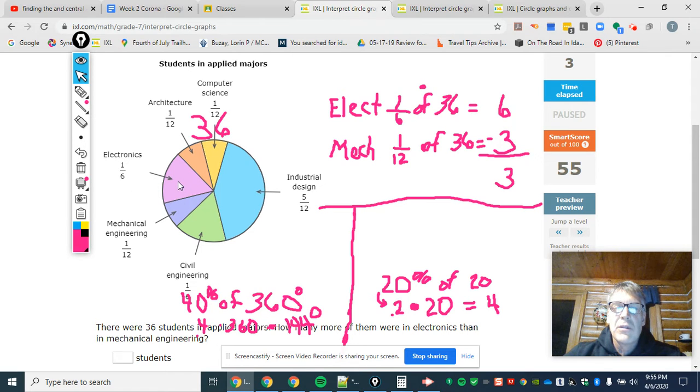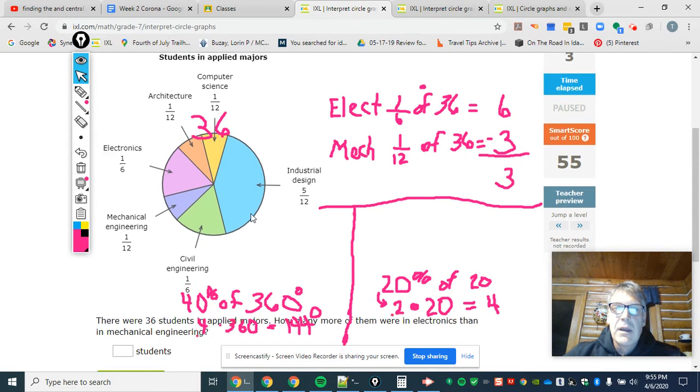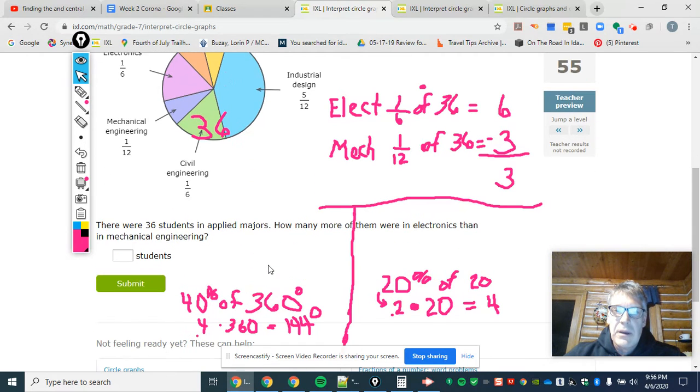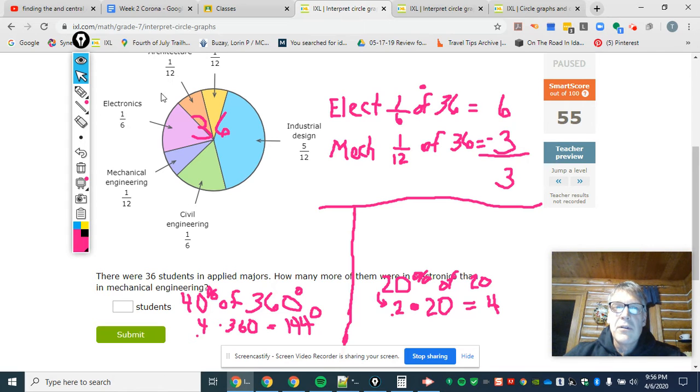The fraction shows you the part of, and they give you the total, 36. So this whole circle graph represents 36 people. Now I want to find how many more electronics than mechanical engineering. My handwriting's covering it up, but if there's 36 total, how many more are in electronics than mechanical engineering? The first thing I want to do is find out how many people are in the major of electronics and how many people are in the major of mechanical engineering.